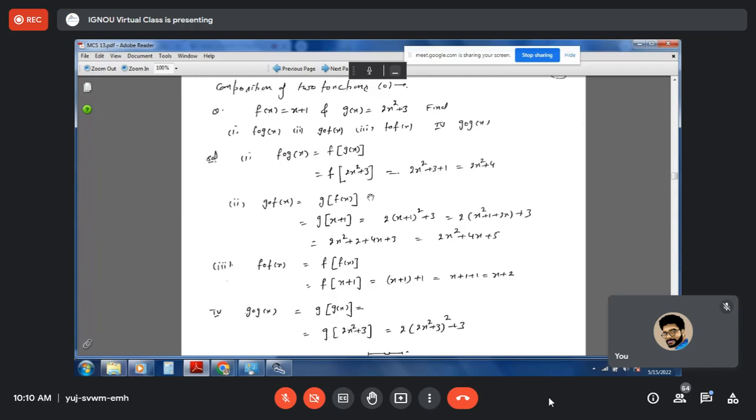Then we do it. Here 2 as it is, and x square means 2x square plus 3 whole square, plus 3. Leave it as it is. Okay. Only these 4 types of questions are possible in this case. He will ask only 2 in the exam. Clear? See, it's also a very important one.